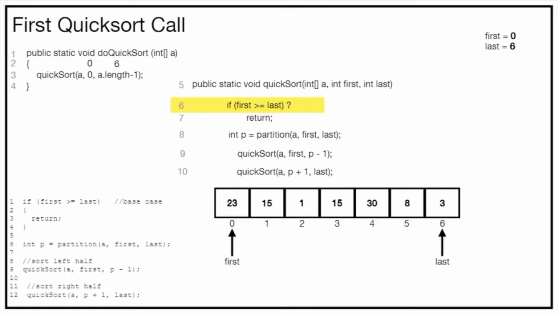On our first quicksort call, first is equal to 0 because it is the first element in our array, and last is equal to 6 because it is the last element in our array. Our base case is checking if 0 is greater than or equal to 6, which turns out to be false. So we move on to our recursive case. The partition method is called, passing the array of ints, first and last, as parameters.